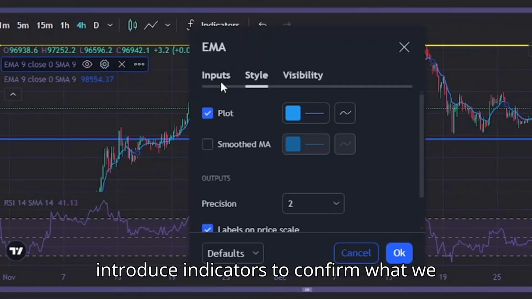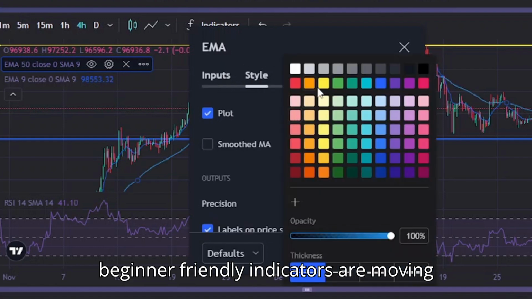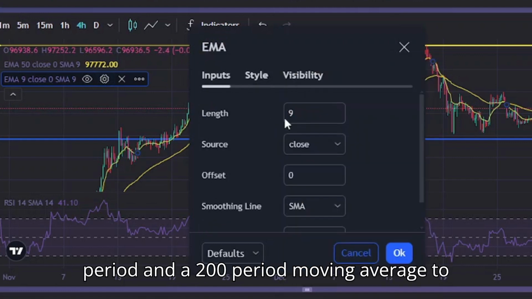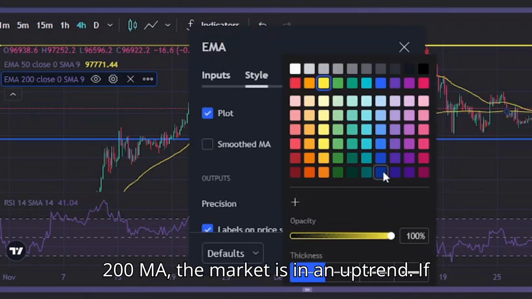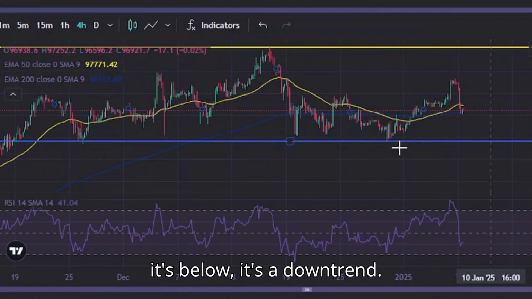Now let's introduce indicators to confirm what we see on the chart. Two of the most beginner-friendly indicators are moving averages, MA. Add a 50-period and a 200-period moving average to your chart. If the 50 MA is above the 200 MA, the market is in an uptrend. If it's below, it's a downtrend.